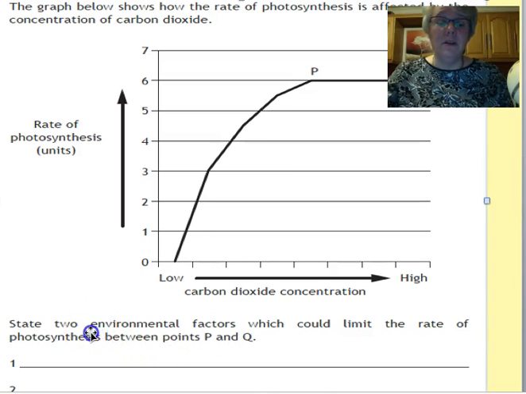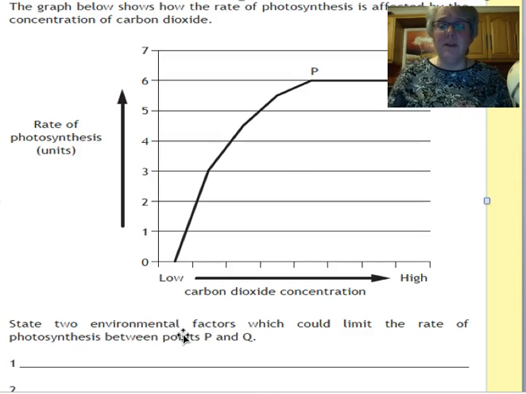Now it might panic you a little bit when you see there's two environmental factors, because you might say, oh help, I don't remember doing environmental factors round about limiting factors in photosynthesis. What the question is actually asking is what you have been looking at already. What are the two things that are limiting photosynthesis up at this point? So you look down here and you can see that carbon dioxide concentration is a limiting factor on the sloping part of the graph. So therefore two things that are limiting photosynthesis here will either be your light intensity or your temperature. And that gives you the marks for the question.